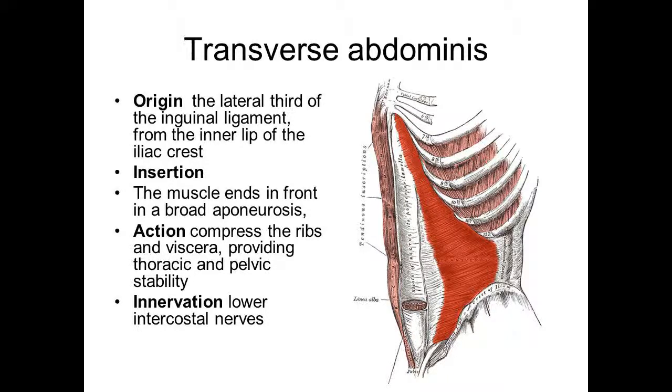The transverse abdominis. Its origin is the lateral 1/3 of the inguinal ligaments and the inner lip of the iliac crest. Its insertion, where the muscle ends, is in a broad aponeurosis. Its action is it compresses the ribs.